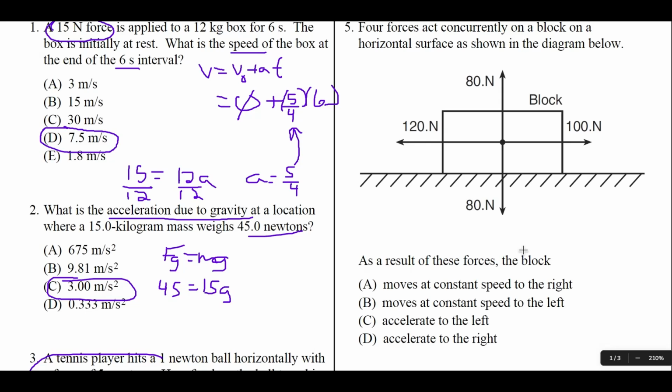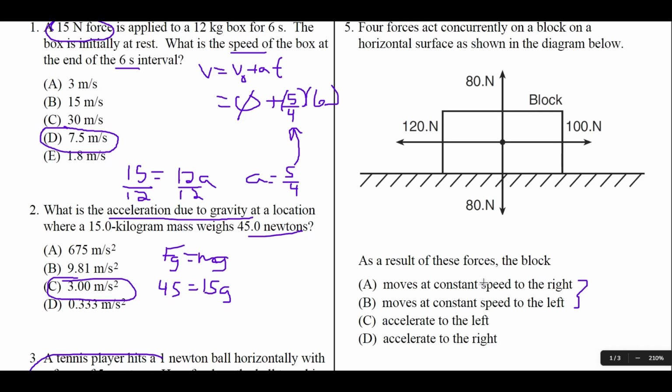All right, so they want us to figure out what's going on with the motion of this object. Now, the first 2 choices say move at constant speed. These two, for the most part, are indistinguishable. If an object has balanced forces, because the only time that an object will be moving with constant speed is if all the forces are balanced, I cannot tell the direction that it's moving unless I'm given more information.